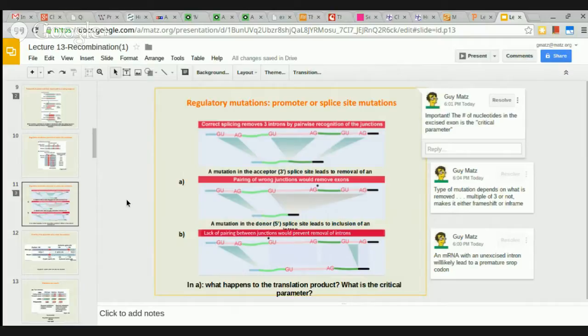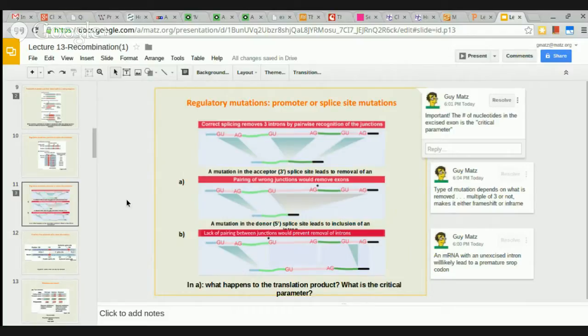I'm just wondering, shouldn't we actually consider the light green exon to be a multiple of 3? Because if it's not, then it's going to be a frame shift. It will pick up the next nucleotide of the black exon.